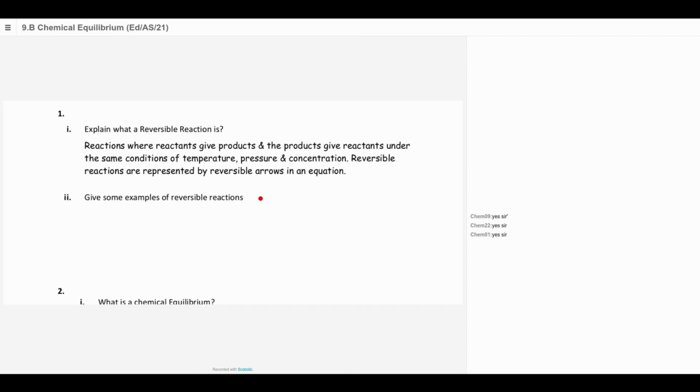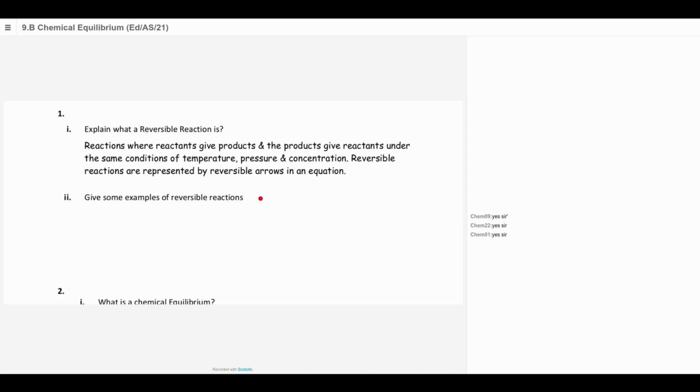We know what a reversible reaction is and what the difference is between a reversible reaction and an equilibrium reaction. Not all reversible reactions reach equilibrium. A reaction will be reversible if the reactants give products and the products react back to form the reactants. But not all reversible reactions reach equilibrium.